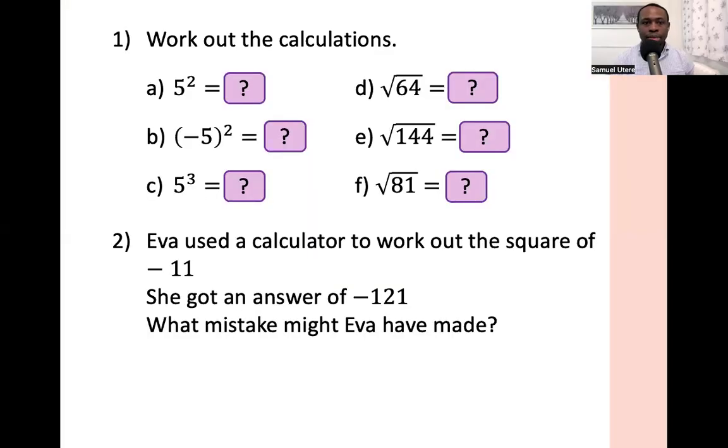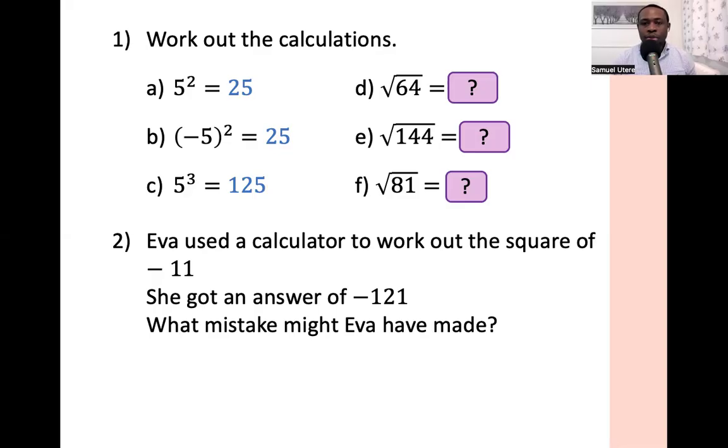Before we start, I would like you to do these retrieval practice questions in 3 minutes. Assuming you've paused the video and you've answered the questions, here are the answers. Let's discuss them. For the first one, you were asked to square 5. 5 squared is 25. Negative 5 squared is 25. 5 cubed is, I'm sure you may have figured that out. 5 cubed means 5 times 5 times 5.